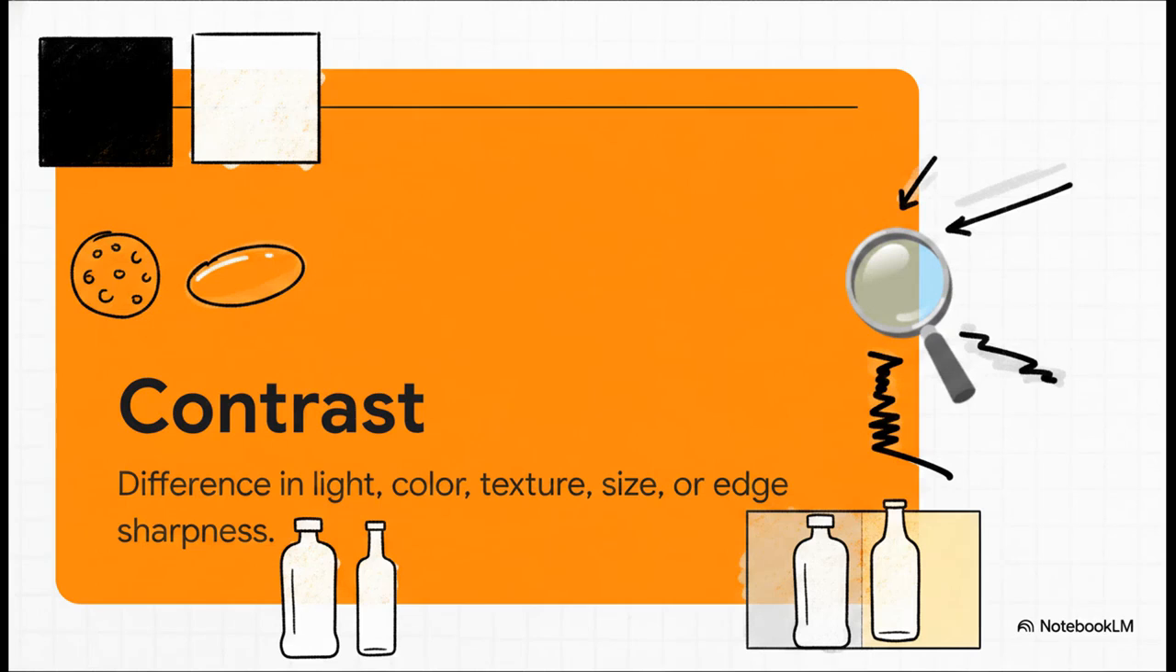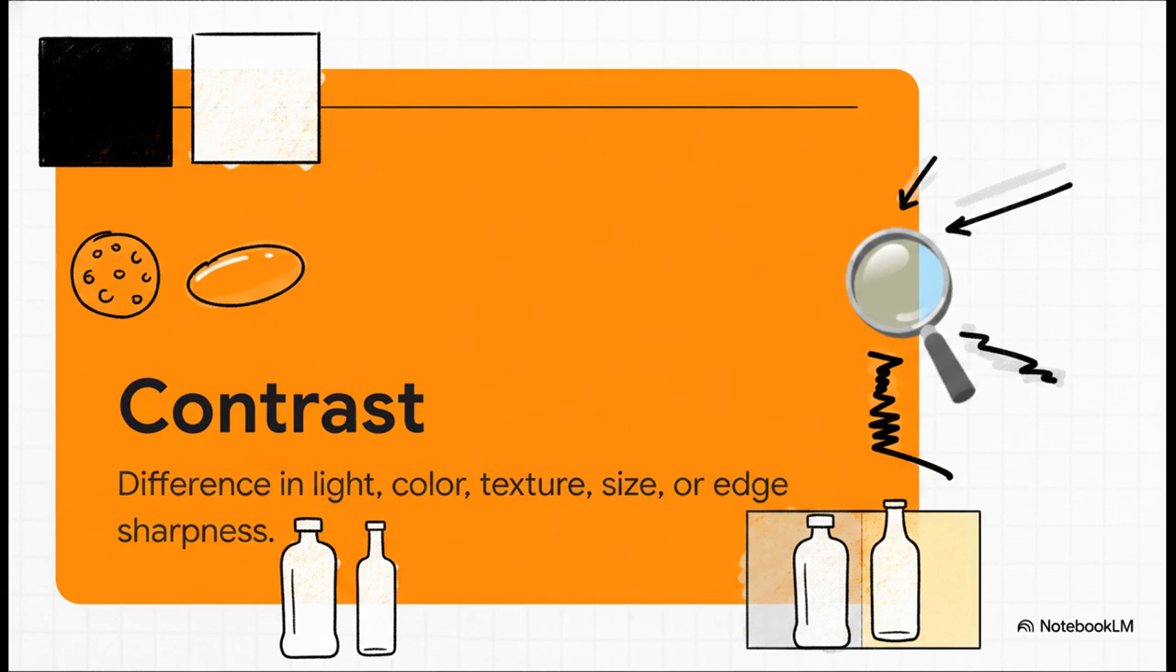And you know that constant comparison happening in the viewer's brain? That brings us to the absolute engine of product photography, contrast. Contrast is, at its core, just difference. Difference in light, color, texture, size, or the sharpness of an edge. Without that visual separation, your product and your background just kind of melt together into one big blob. Your viewer's eye is forced to play a guessing game about where the product actually ends and the background begins.